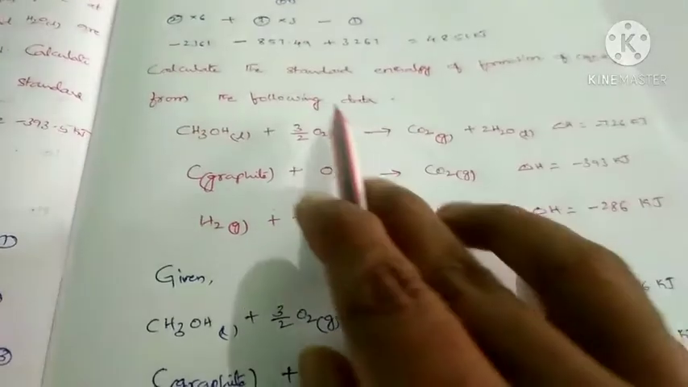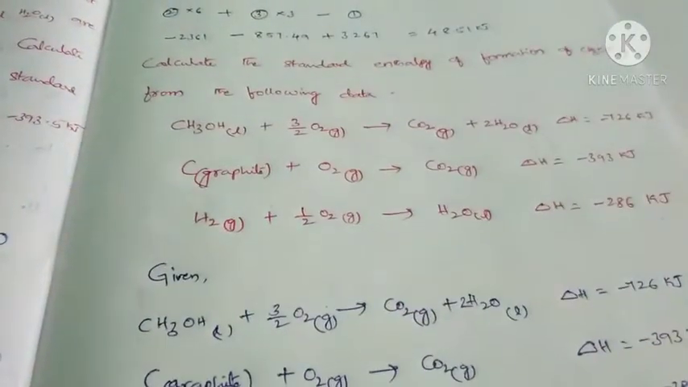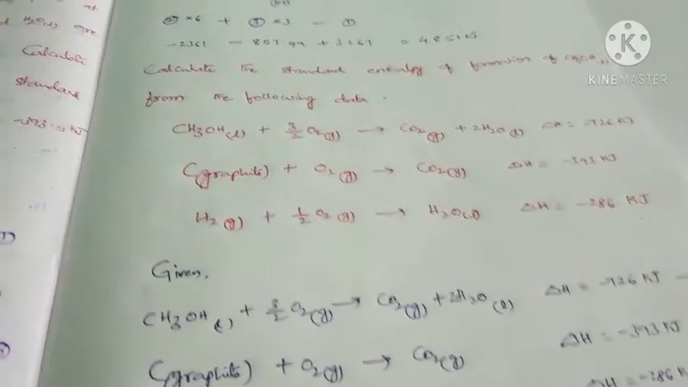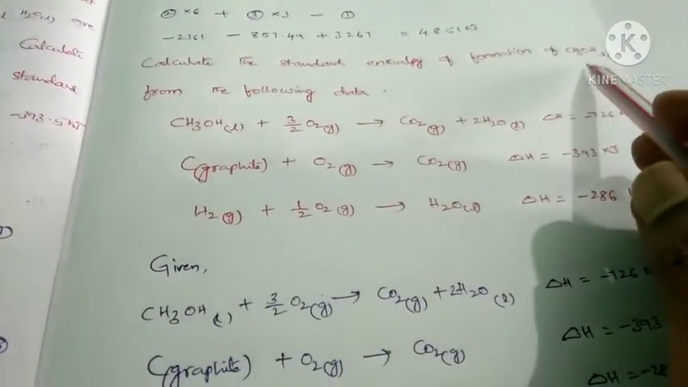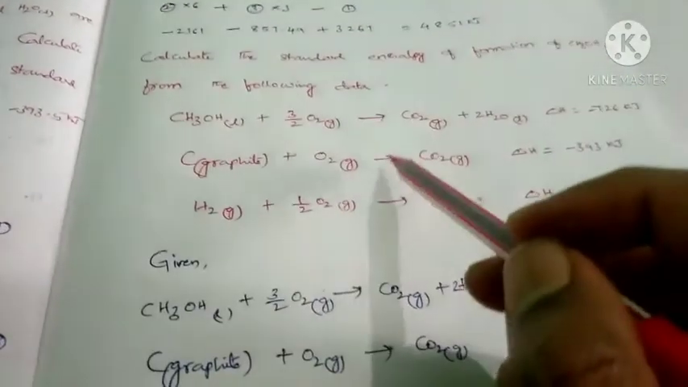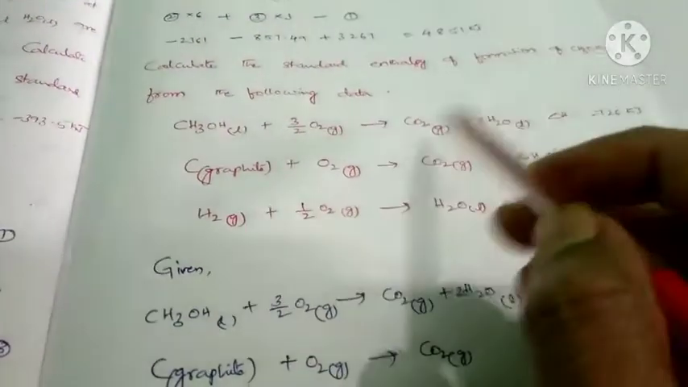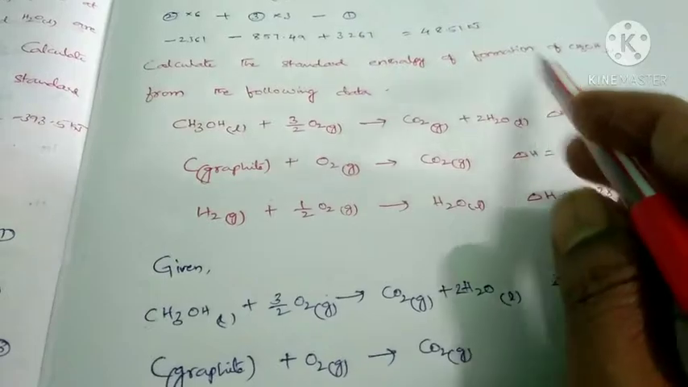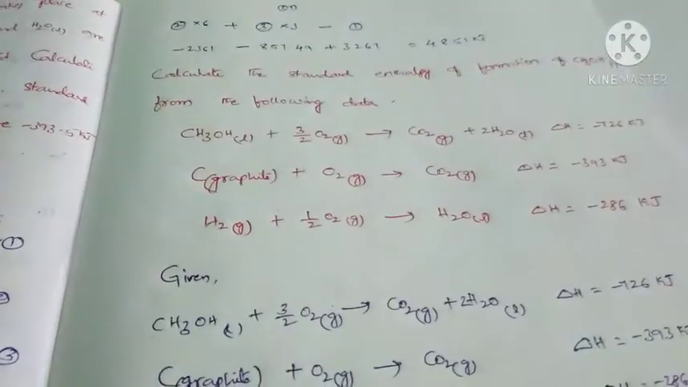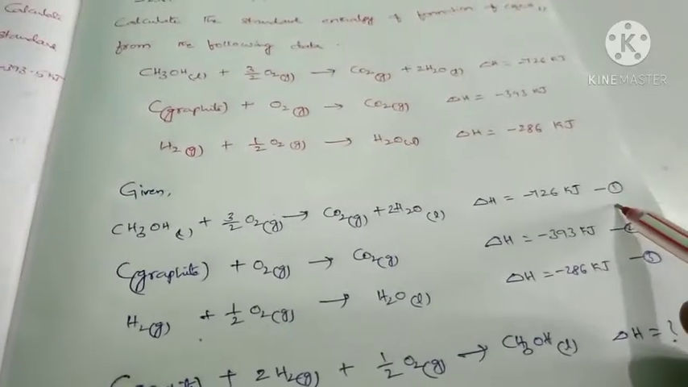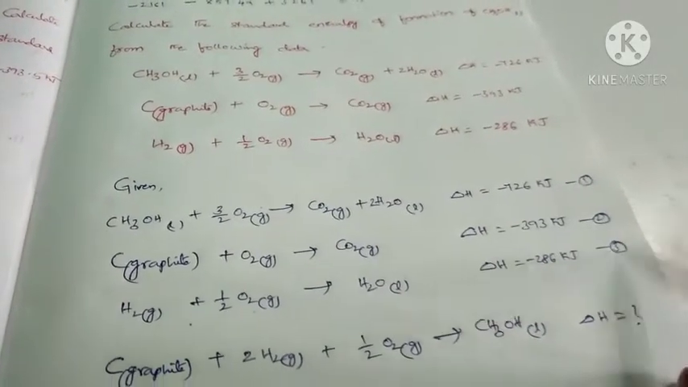What we have to find? We have to find the standard enthalpy of formation of CH3OH liquid. So what we have to do? We have to write these three equations again, and we have to write the required equation also by using this data. See, these are the given equations. Let us assume equation 1, equation 2, equation 3.